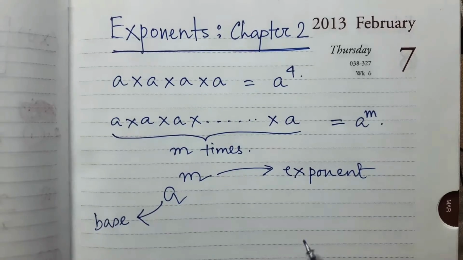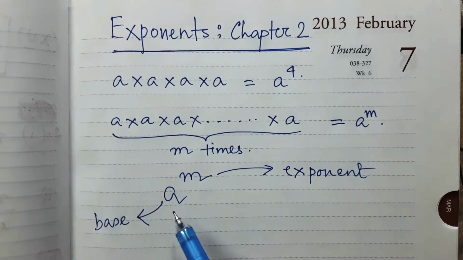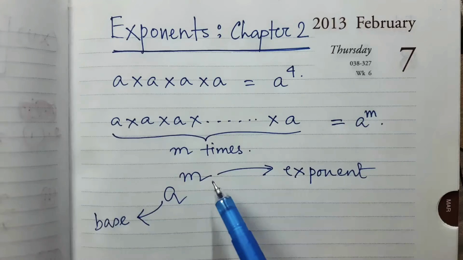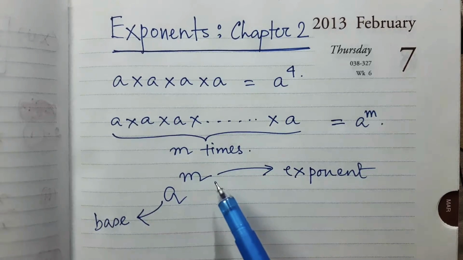Now this a can be any number. It can be a positive number or a negative number, or it can be a fraction. Also this m can be positive or negative or 0, any number.